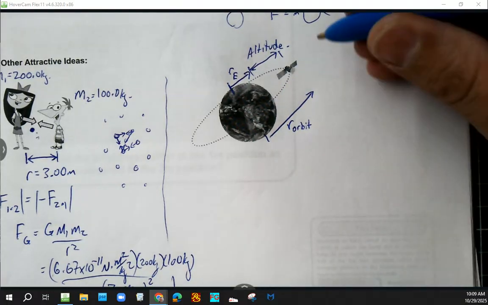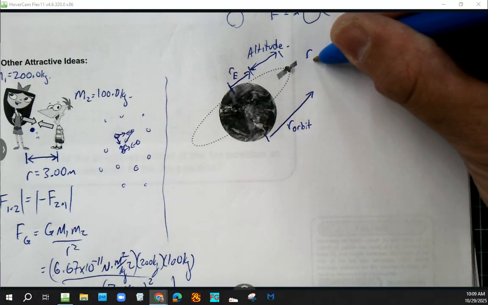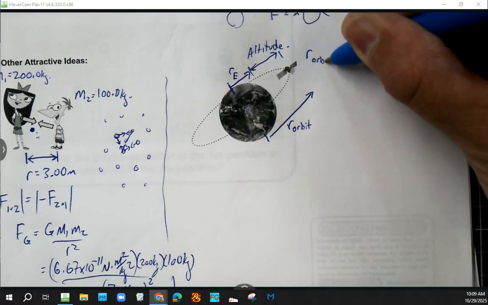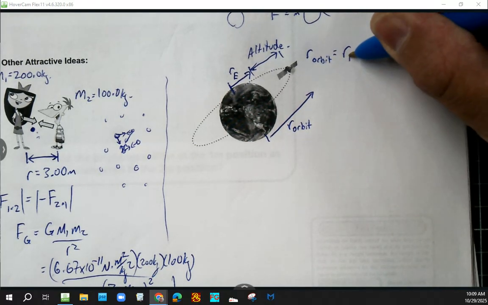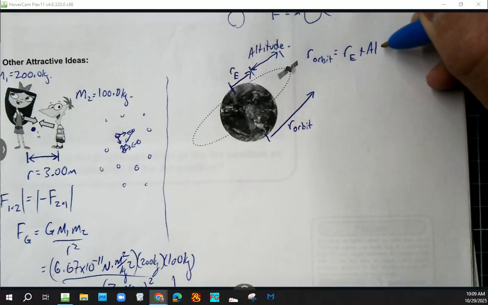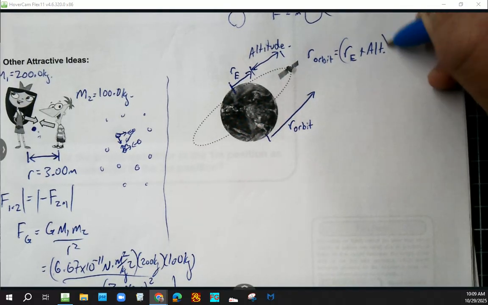And so I want to say that the orbital radius, I'll just call it r orbit, is going to be equal to RE plus the altitude. I'll just call it alt, just for short. Put it as a binomial.